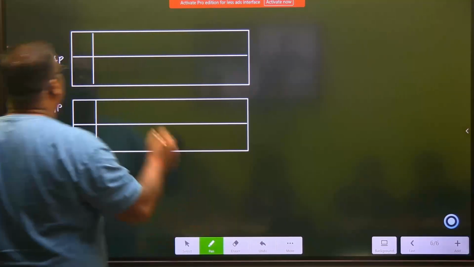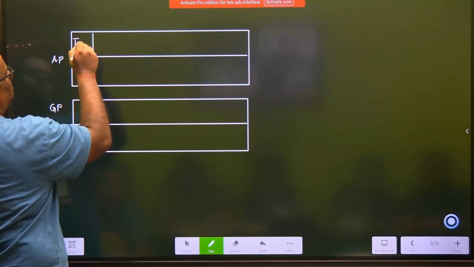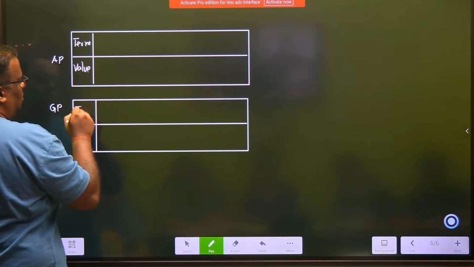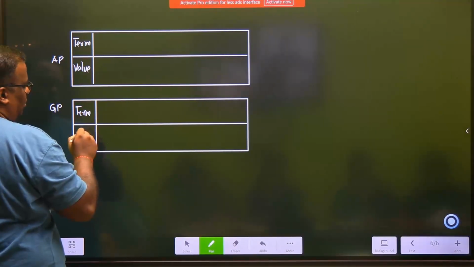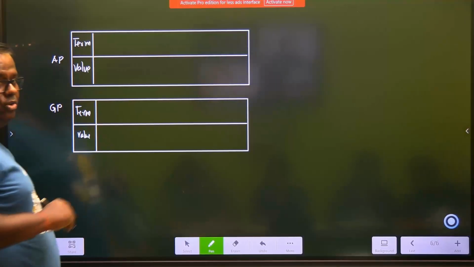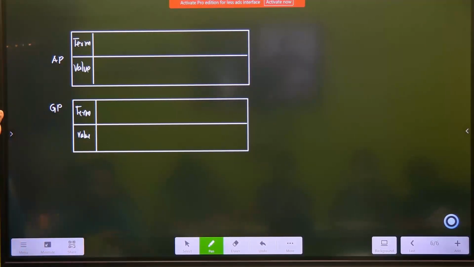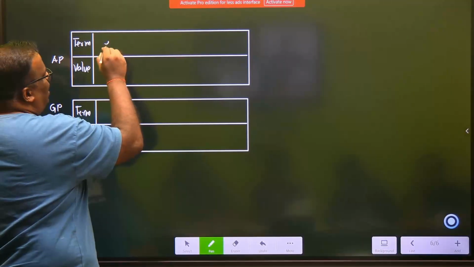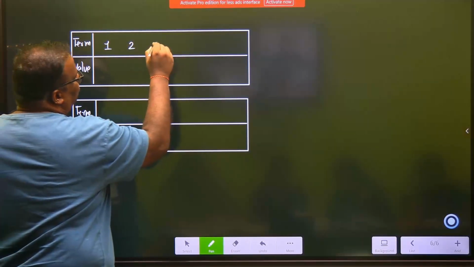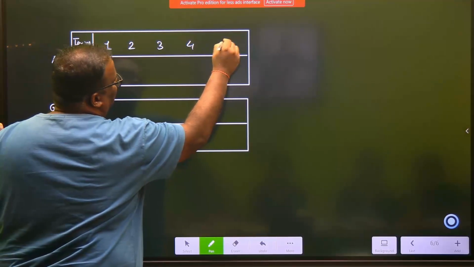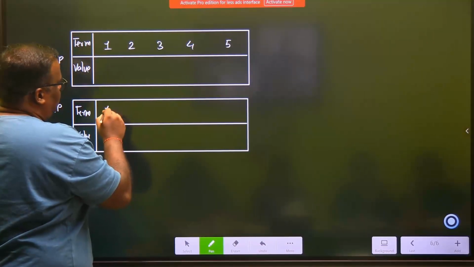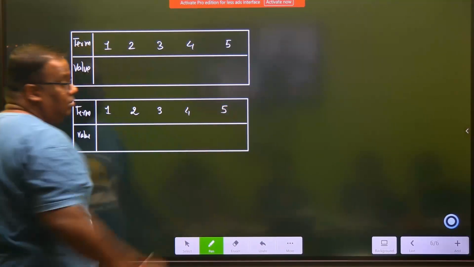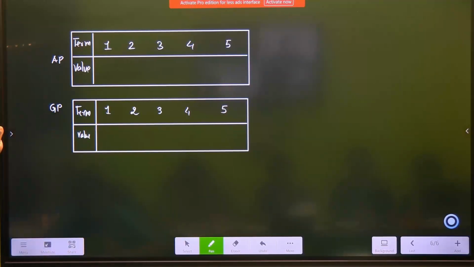So this is the term, and let this be the value. You can do it at home. You can even try what happens in this case. So let's take an arithmetic progression of only 5 terms: 1, 2, 3, 4, 5. And let's take this also for 5 terms. Pretty easy.